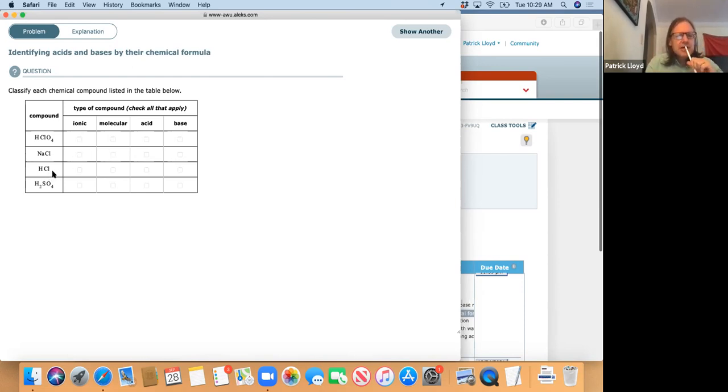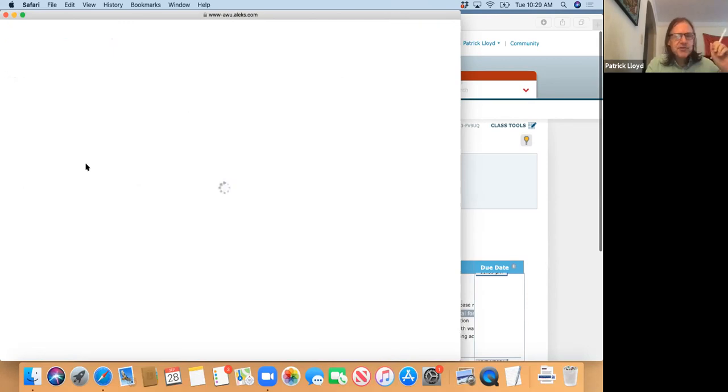Third one, HCl. Okay, well, there you go. That's one of our common acids, right? That's clearly an acid, HCl. But again, acids are generally considered molecular compounds because they're comprised of nonmetals. H2SO4, same thing. That's sulfuric acid, right? So that's a molecular acid. H2SO4 is molecular and it's an acid as well. Let's see if we have anything else in here. Let's do one more.